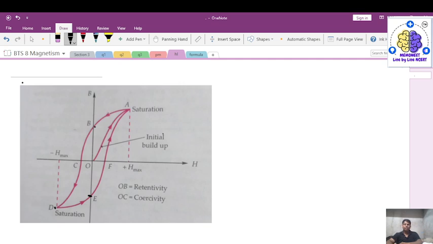In the hysteresis loop, it's important to understand which point is your retentivity. This is retentivity in one direction, and this is the retentivity in the other direction. This is coercivity in one direction, and this is the coercivity in the other direction, right? This is your hysteresis loop. So here I end what I have to teach you all.